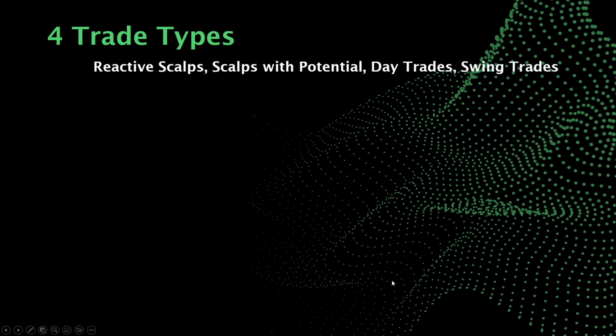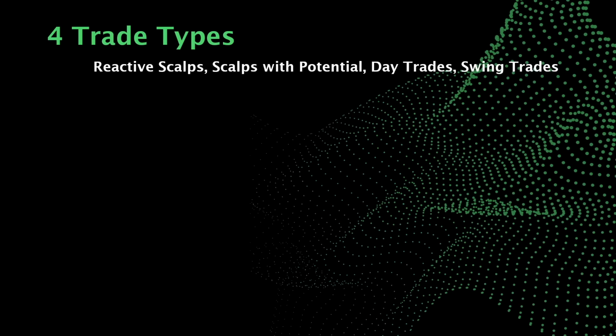So now that we've talked about the types of traders, let's talk about our types of trades. I'm going to go out on a limb and say that 80%, if you're watching this video, you probably take day trades. 80% of your trades are going to fall under these two categories: reactive scalps and scalps with potential. We're also going to go over day trades and swing trades because I hear those terms thrown around a lot. I don't necessarily see them applied correctly a lot. So let's go over these one by one.